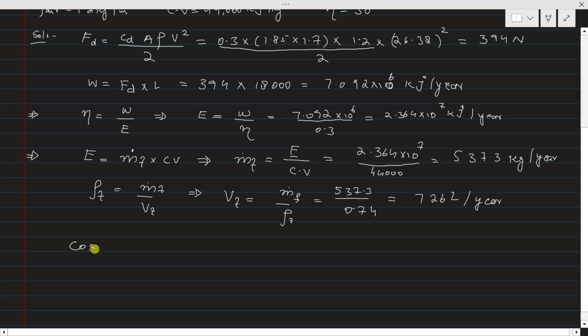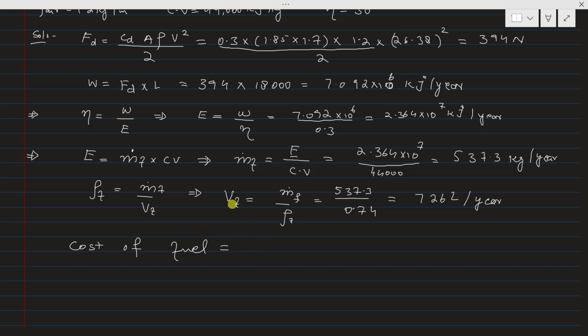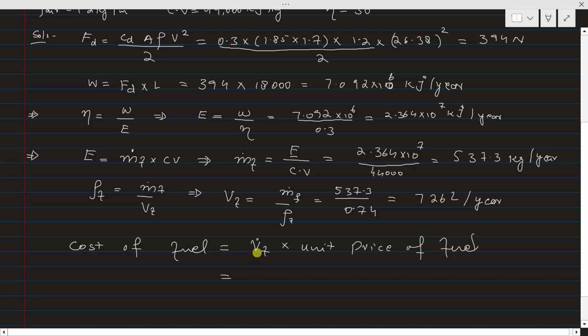then cost of fuel is equal to volume flow rate of fuel used multiplied by unit price of fuel. It is V dot F, that is 700.